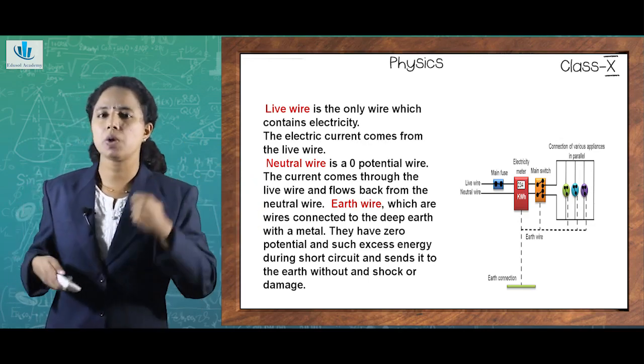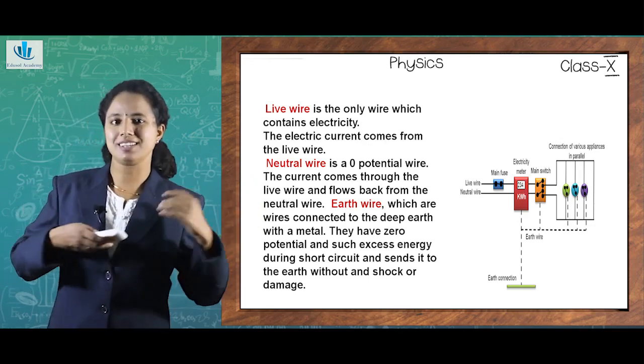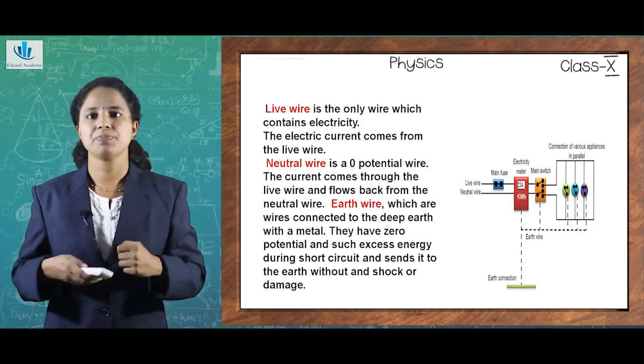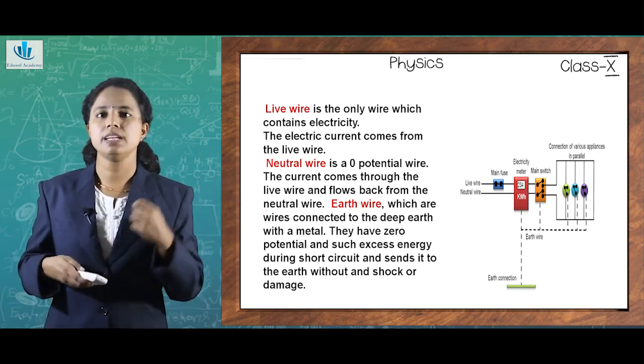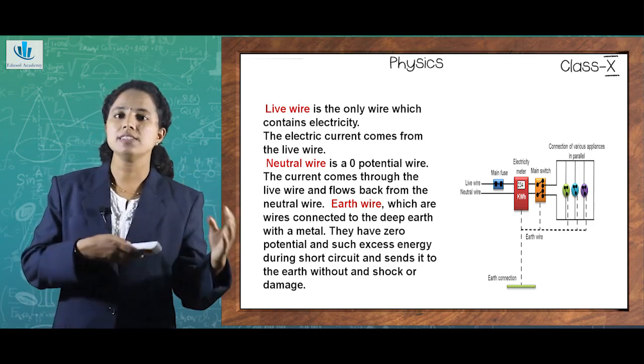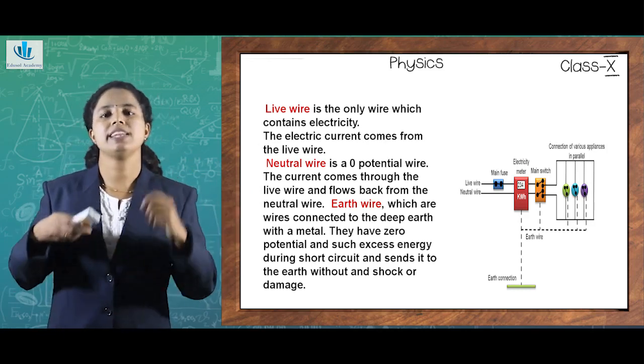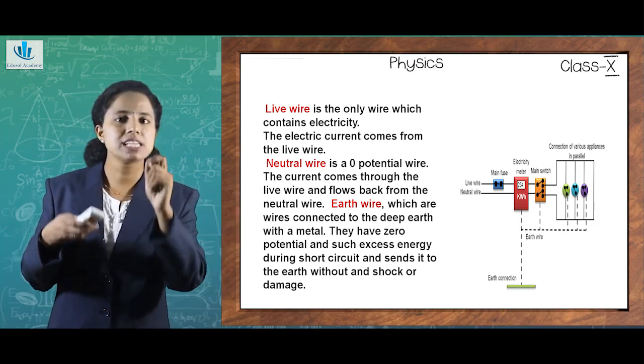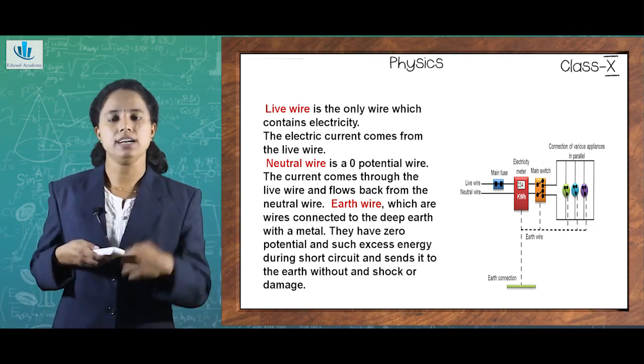What do you mean by earth wire? The wire which is connected to earth, isn't it? As you can see from the figure. So earth wire means it is a wire that is connected to deep earth with a metal, and it has a zero potential when it is connected to earth.